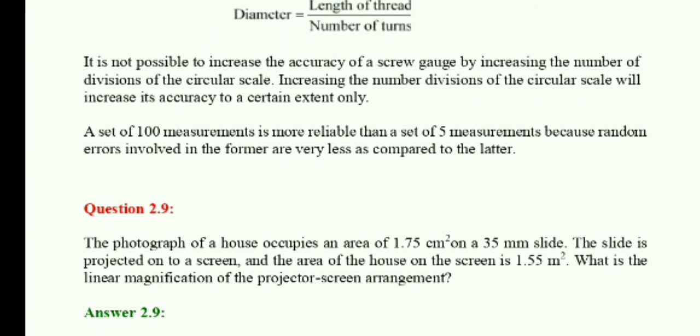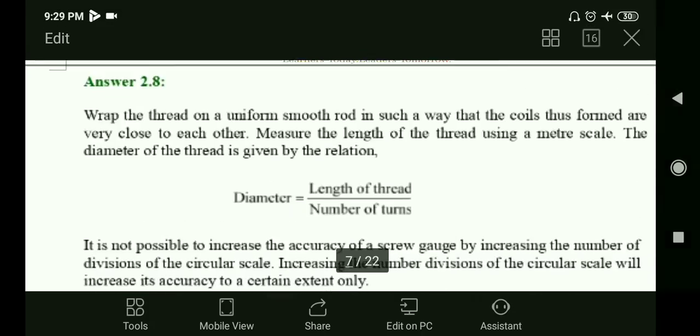If we consider the least count of the screw gauge, it will be pitch upon the number of divisions on the circular scale. Theoretically, it appears that the least count can be decreased by increasing the number of divisions on the circular scale. But practically, it may not be possible to take the reading precisely due to the low resolution of the human eye. Now come to the C part of the question.